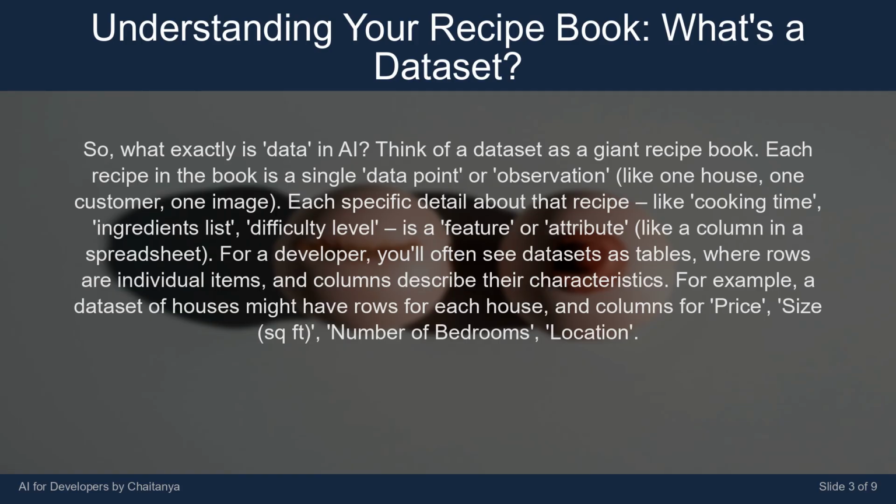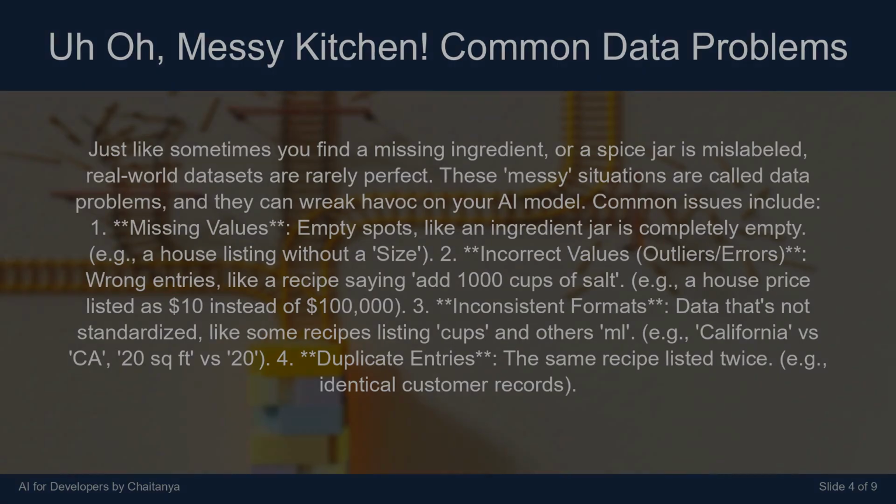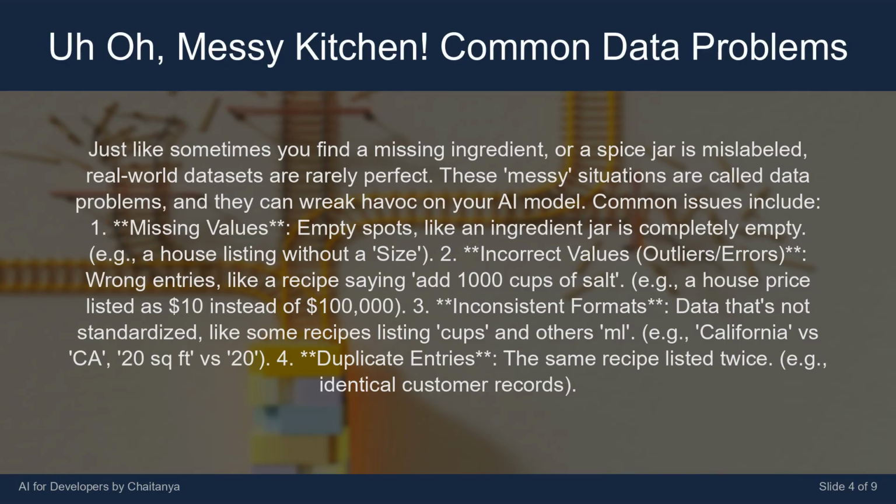column in a spreadsheet. For a developer, you'll often see datasets as tables, where rows are individual items, and columns describe their characteristics. For example, a dataset of houses might have rows for each house, and columns for price, size in square ft, number of bedrooms, location. Just like sometimes you find a missing ingredient, or a spice jar is mislabeled, real-world datasets are rarely perfect. These messy situations are called data problems, and they can wreak havoc on your AI model.